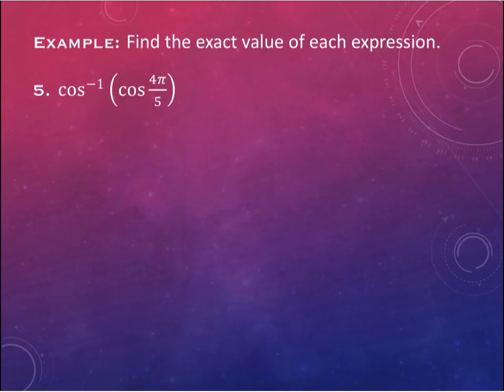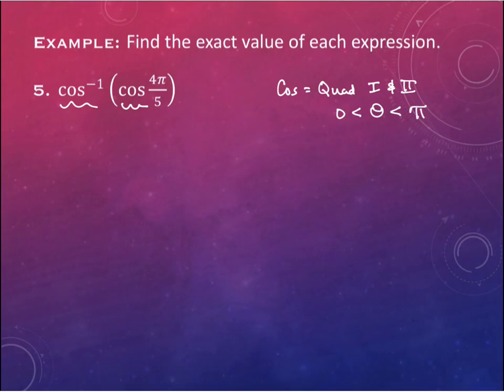So this says we want the inverse cosine of the cosine of 4 pi over 5. Now what we'd really like to do is say, hey, let's just cancel these and let it be 4 pi over 5. But we have to make sure that we're really in the right quadrant for this to work. So let's figure it out. We're working in cosine. So what quadrant do we need to be in if we're working in cosine? We're looking in quadrants 1 and 2. And quadrants 1 and 2 means that I'm going between 0, my angle measure, and pi.